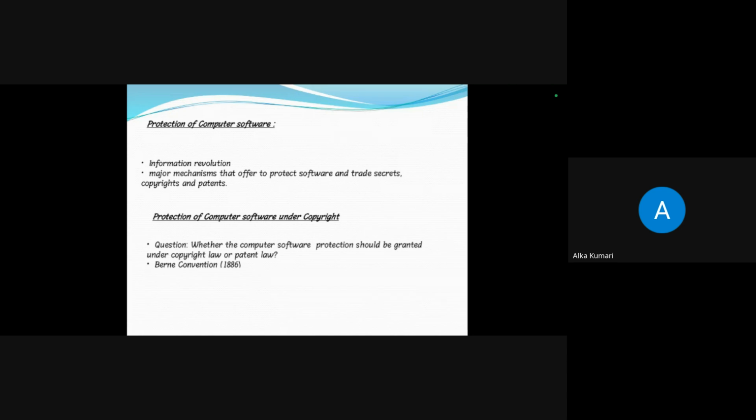Next is protection of computer software. There was an information revolution. What does information revolution mean? In the decade of the 1980s, there was development of information technology. Computer systems were growing fast, and the software sector also. During that time, the information revolution happened. There are three major mechanisms that offer to protect software: trade secrets, copyrights, and patents.